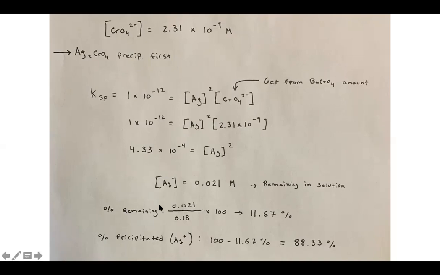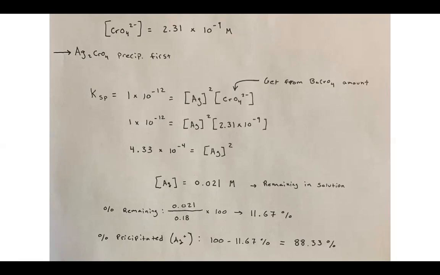Okay, and so my next step to find these percentages, I'm just going to solve for what percent of my silver is still remaining in solution, right? Which is going to be the concentration of silver I just solved for, 0.021, divided by my initial concentration of silver given in the problem, 0.18. Okay, I'm going to multiply it by 100 to turn it into a percentage, and I find that about 11.67% of my initial silver is still remaining in solution as ions.